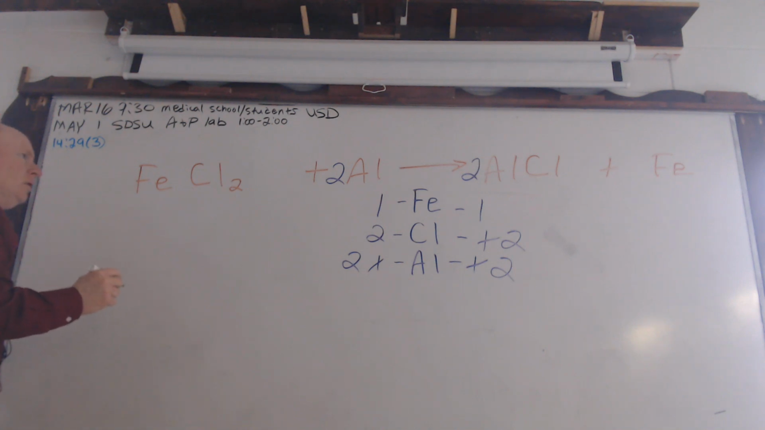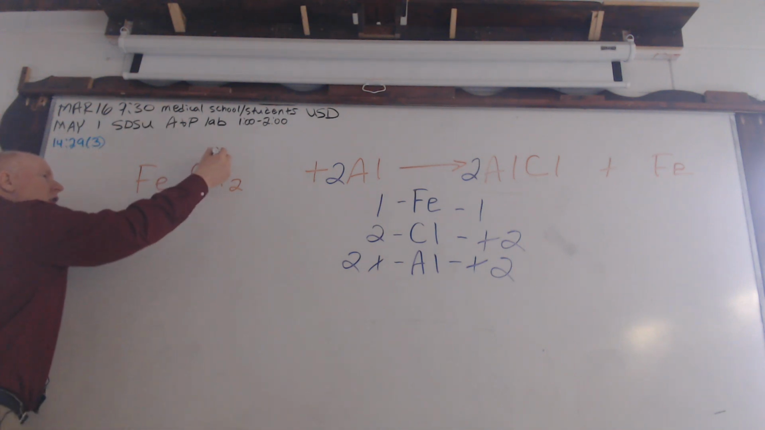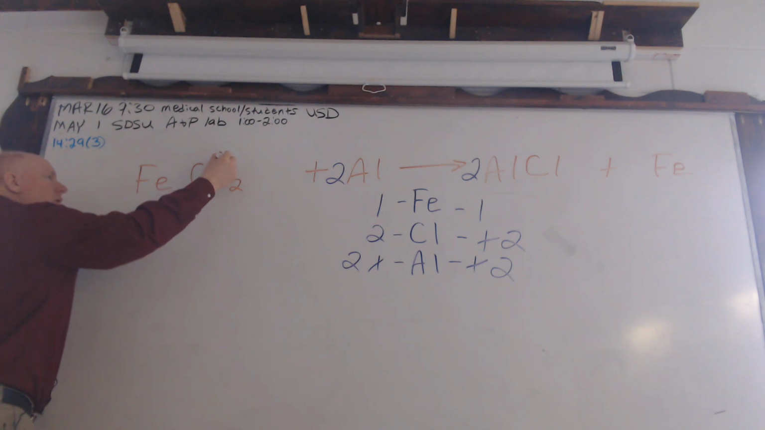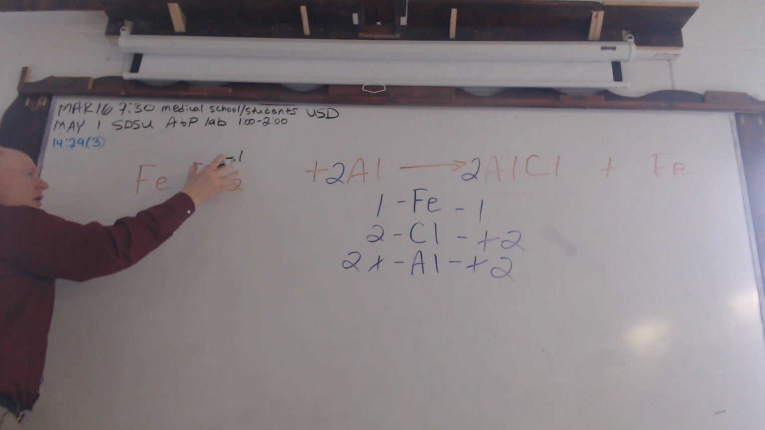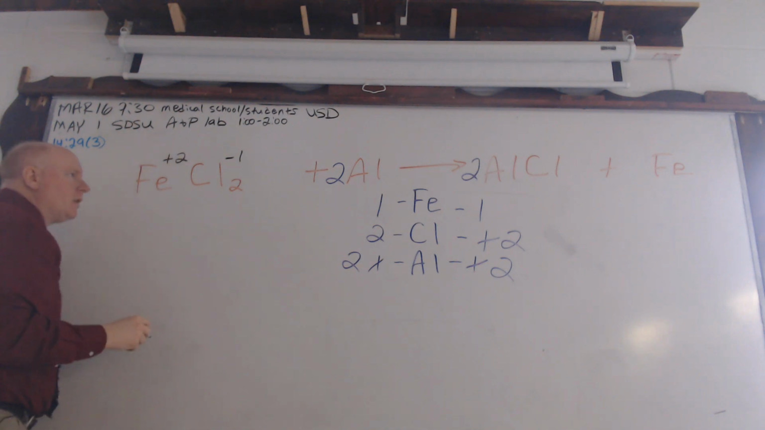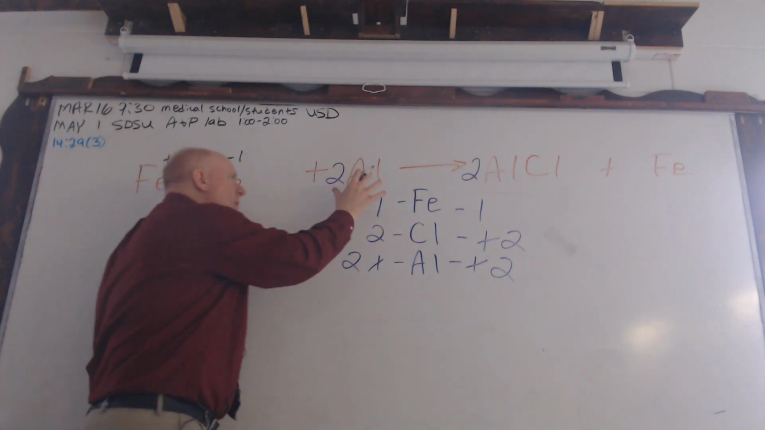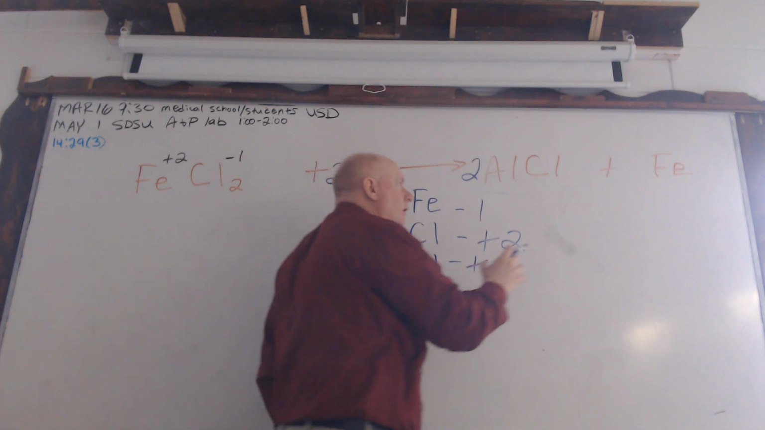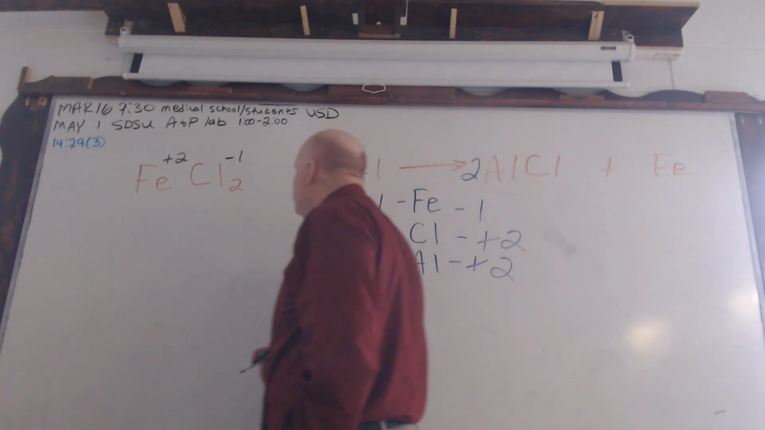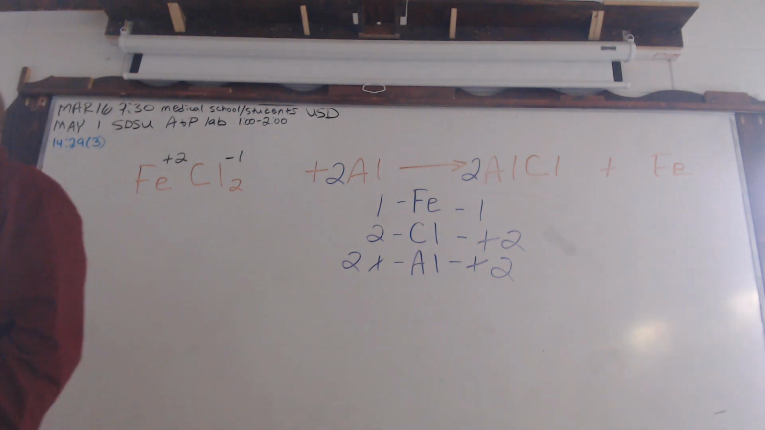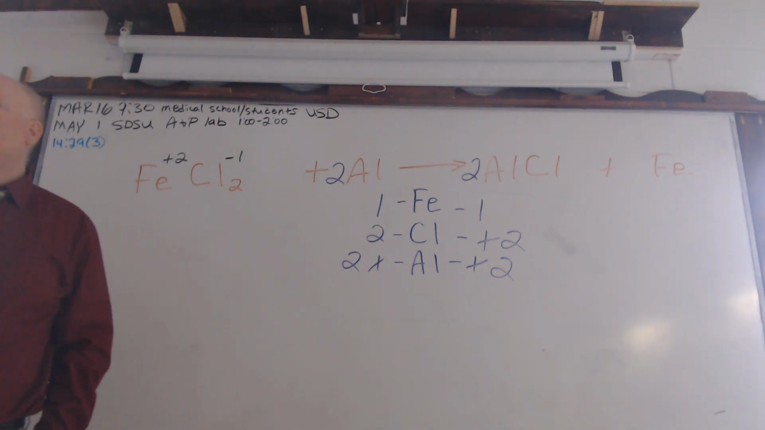One of the things we can do: what's the charge of the chloride ion? And you've got 2 of them, so it was predetermined. You said this iron had what charge? +2. Aluminum by itself is stable. Iron is by itself, so it's stable. The charges will not change when you go to the product side.